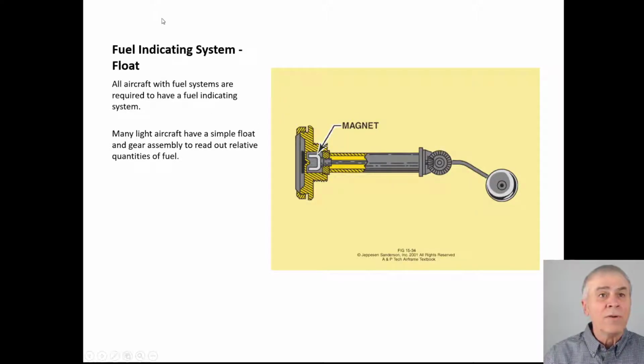We already saw the fuel indicating system with the float, where in this case the float is going to be a direct mechanical attachment with no wires. So as the float rises, it's going to turn the gear, which turns the pinion gear, which is attached to a shaft that together with a magnet will actually turn the indicator.